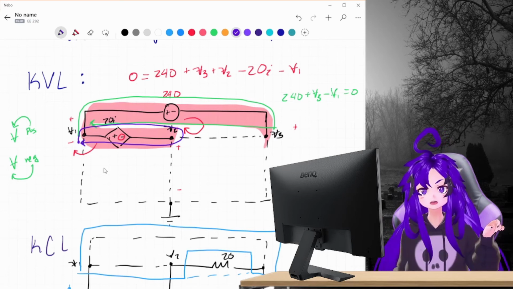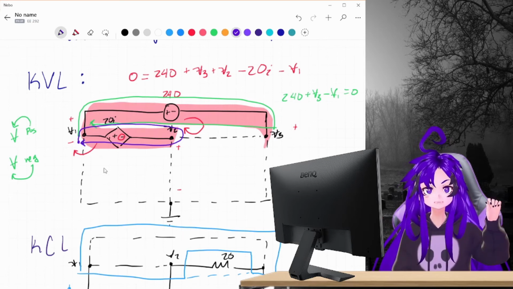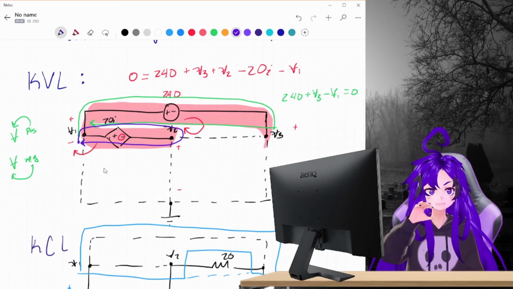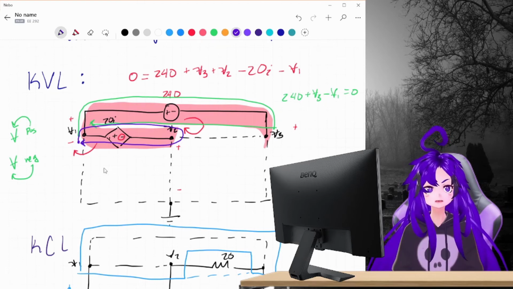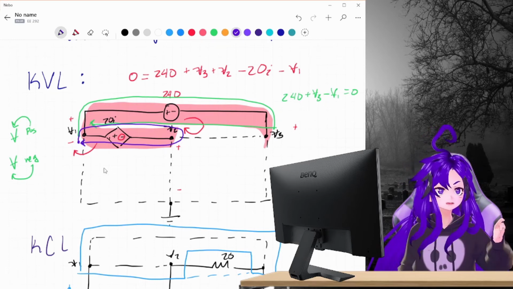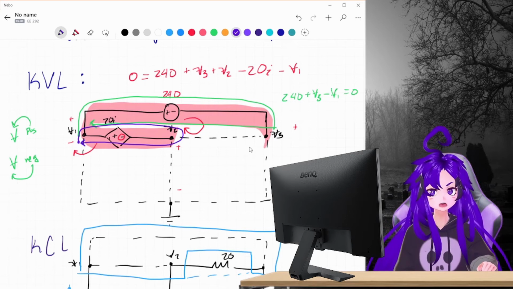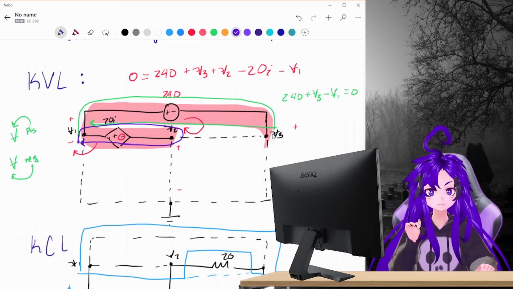Alternatively, you could solve them both for V1, set those two equal to each other, and then solve, and then you'll have the relationship between V3 and V2. It's just however you want to do it, but this is the most straightforward, I think.